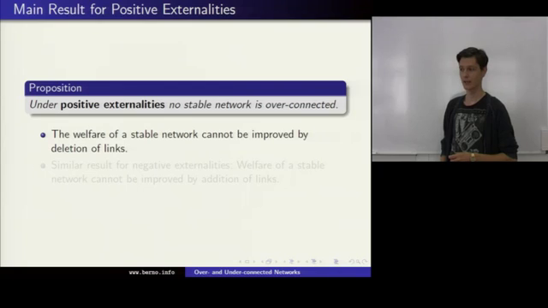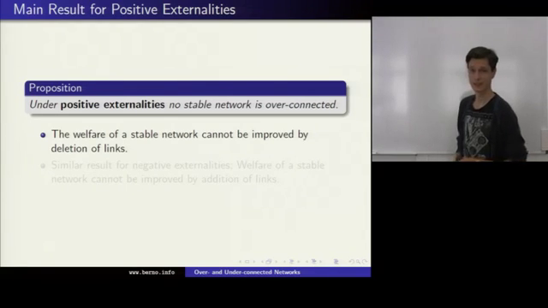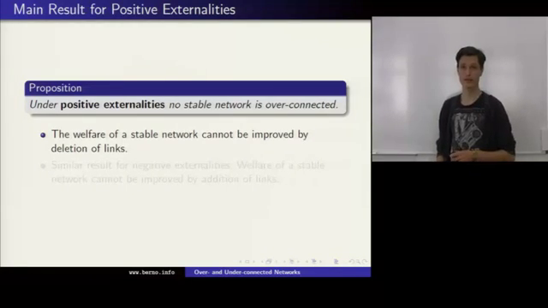Overconnected means that a network is too dense in the sense that it can be improved in terms of welfare by deleting several links. So it is true that under positive externalities, the networks which emerge have a tendency to be not dense enough. If they can be improved by a simple addition or deletion of links, it must be the addition of links, not the deletion of it.